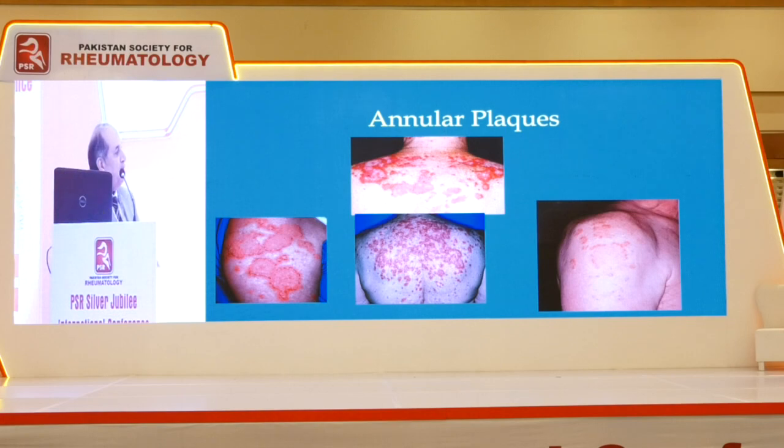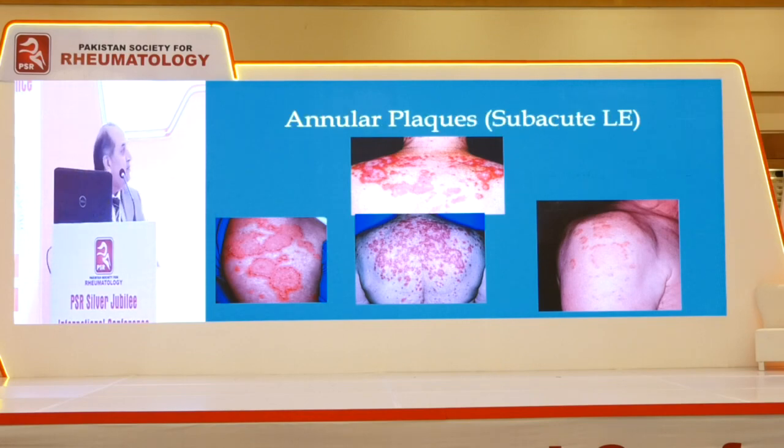But there are important differences between these lesions and others, and this may turn out to be a case of subacute lupus erythematosus. So if a patient presents with annular lesions, never think that this is only tinea, eczema or psoriasis, but it may be a case of subacute lupus.